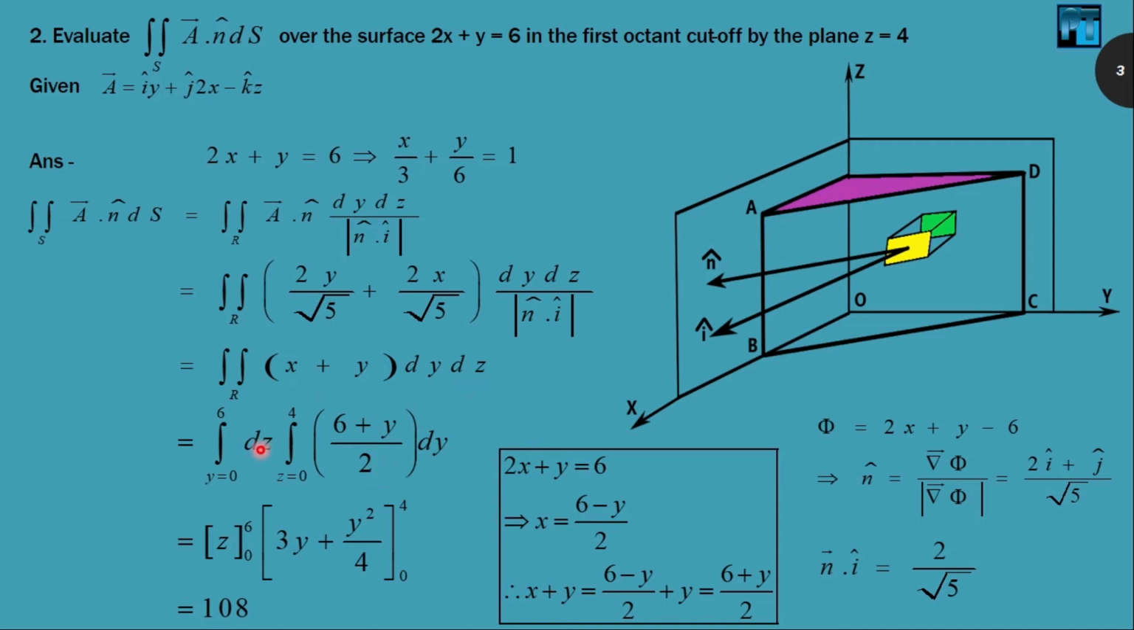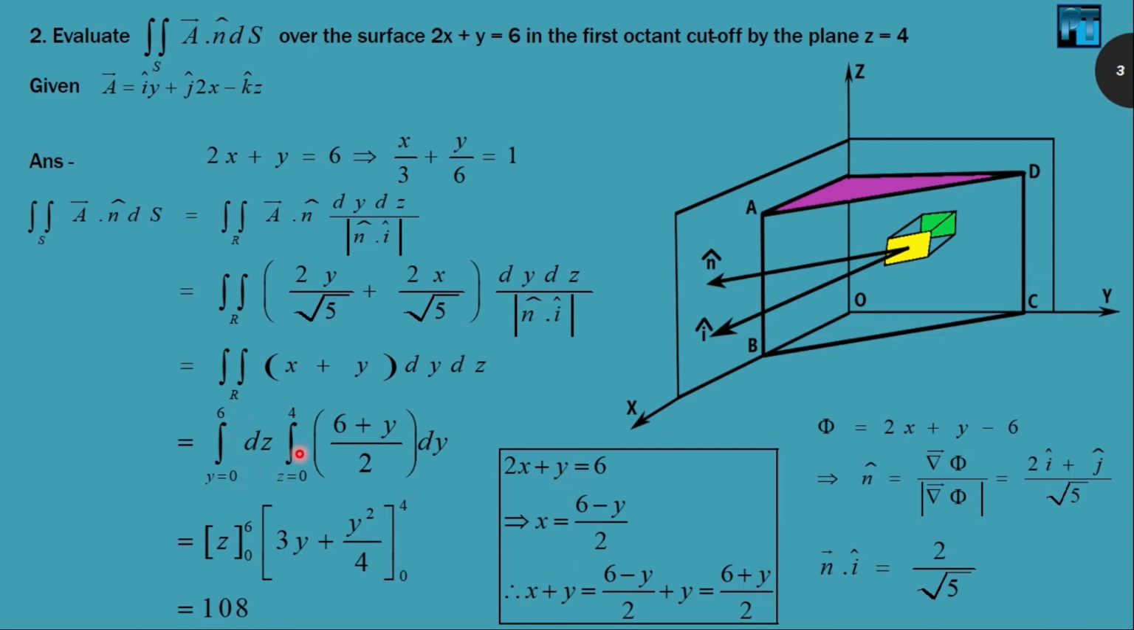Now the values of the upper and lower limits. How can I write this? See, the first octant is cut off by the plane z equals 4, so z can vary from 0 to 4. That's why z is varied over 0 to 4. There is no x component, so put x equals 0 here. So we are left with y equal to 6. So y can vary from 0 to 6.